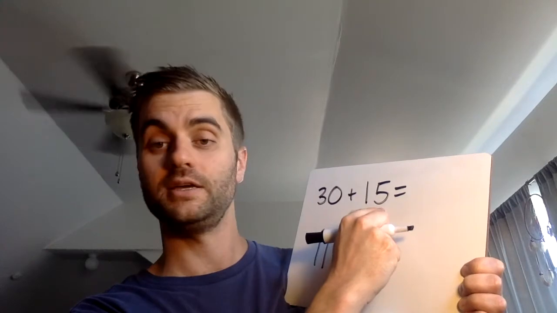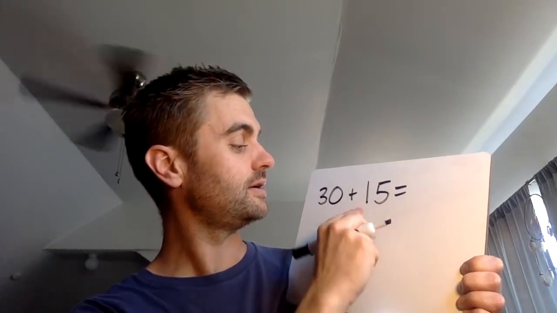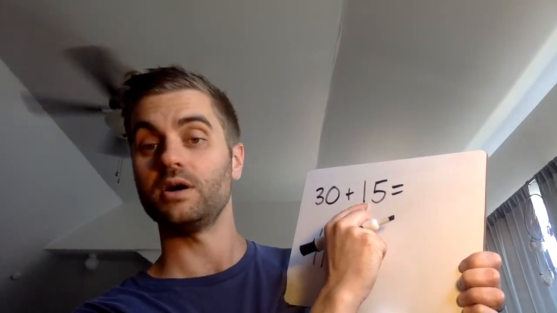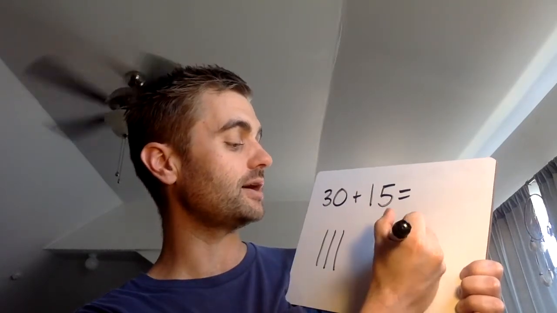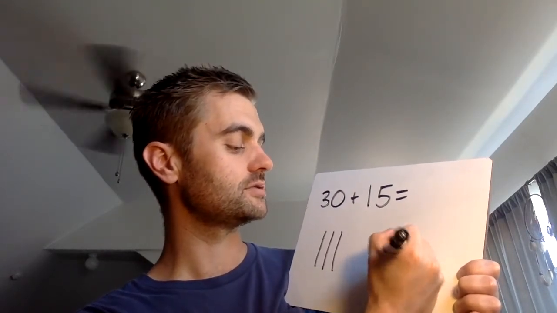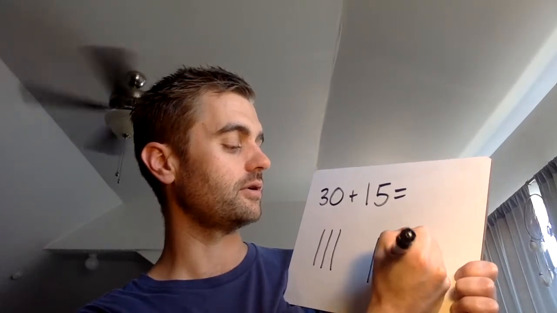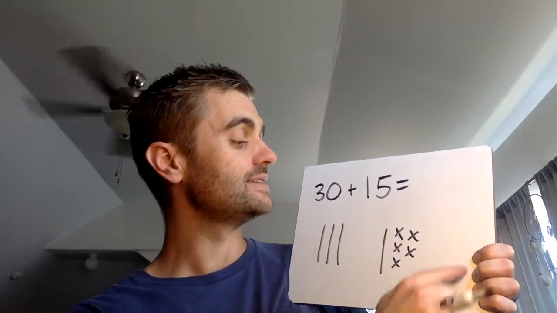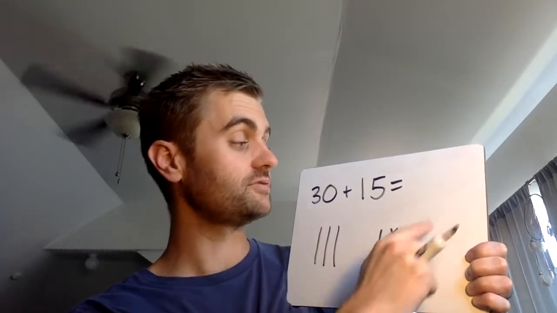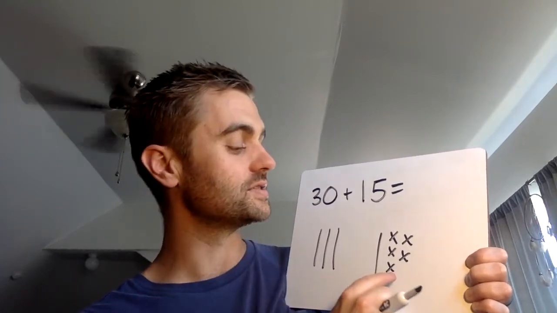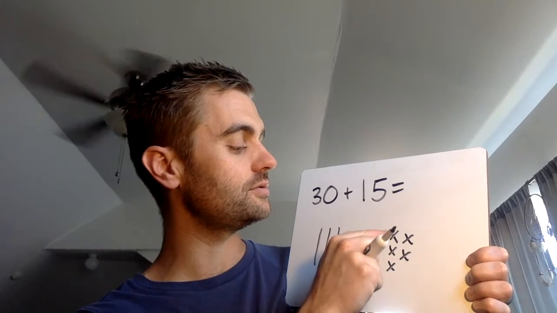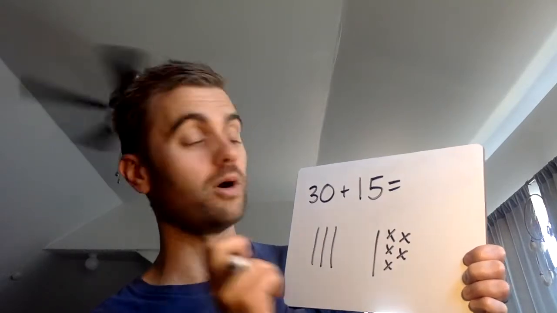Now I'm going to go over here to 15. Looks like 15 has 1 ten, so I'm going to draw a ten. And 5 ones, so I'm going to draw 5 ones. 1, 2, 3, 4, 5. Now what I can do is count everything in my picture to find the total. So let's do that, starting with the ones.